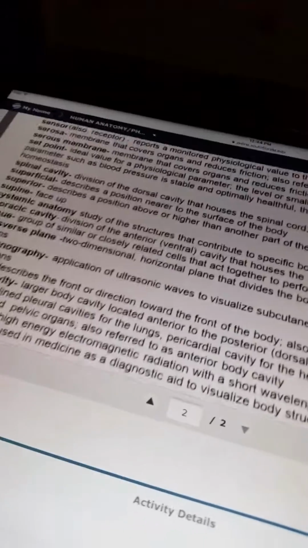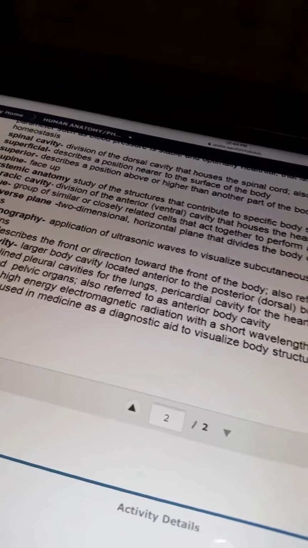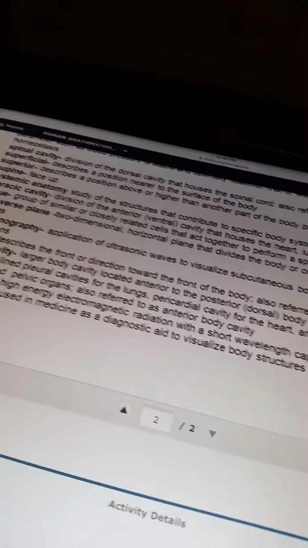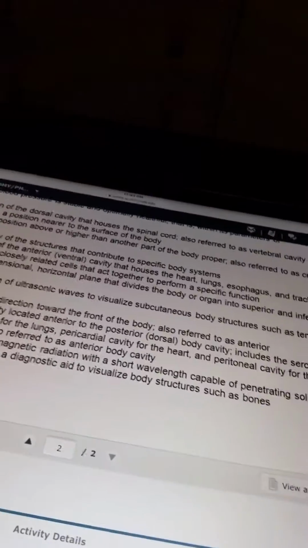Tissue, group of similar or closely related cells that act together to perform a specific function. Transverse plane, two-dimensional horizontal plane that divides the body or organ into superior and inferior portions. Ultrasonography, application of ultrasonic waves to visualize subcutaneous body structures such as tendons and organs.